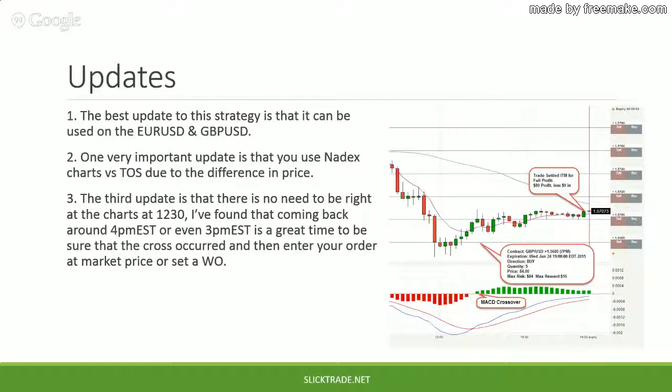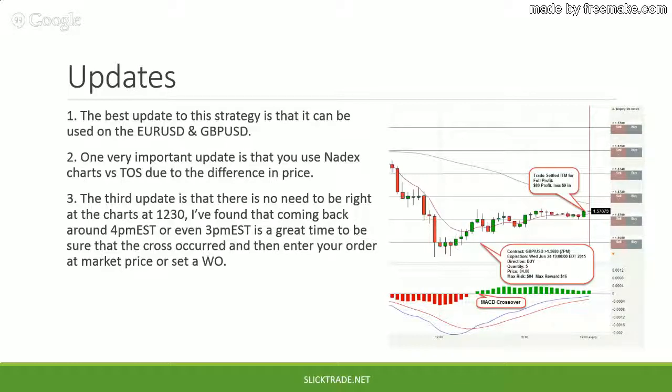The third update is that there's no need to be right at the charts at 12:30. A lot of you have written me consistently like, well, the cross hasn't happened, or it happened before 12, and don't ever take it before 12. I've found a few times that it loses when it is before 12.